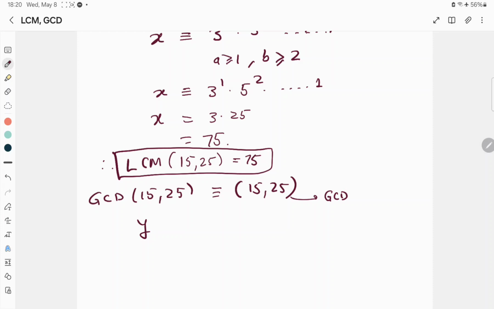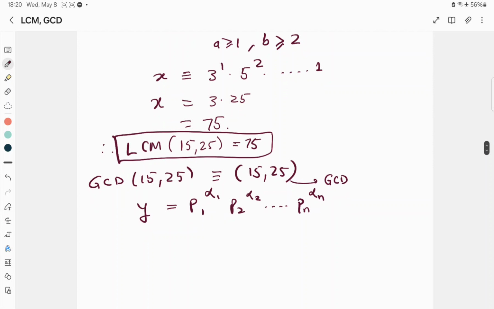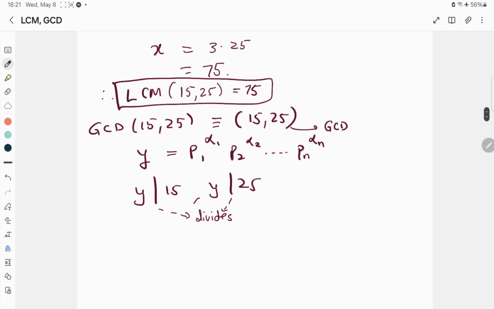So suppose y is the GCD of 15 and 25. Then y is again a number of the form p1 to the power alpha 1, p2 to the power alpha 2, pn to the power alpha n, for some pi's that are primes and some alpha's which are positive numbers. And I want the largest number that satisfies these properties. So my number y has to divide 15 and y has to divide 25. This vertical bar means divides. This is standard notation.